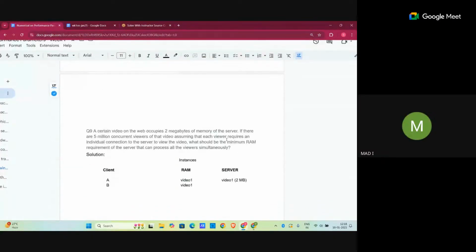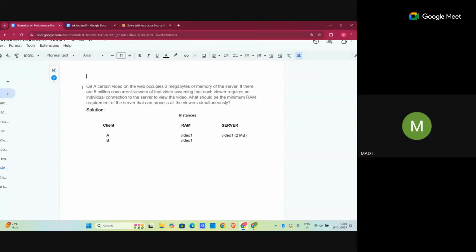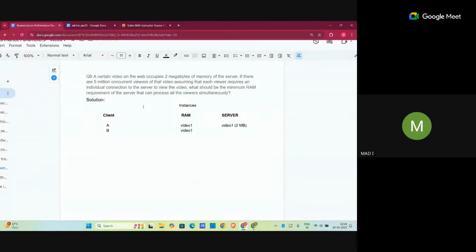I hope this is clear. Now we have one more problem on concurrent viewing. A certain video on the web occupies 2 megabytes of memory of the server. If there are 5 million concurrent viewers of that video, assuming that each viewer requires an individual connection to the server to view the video, what should be the minimum RAM requirement of the server that can process all the viewers simultaneously? Now we will first see the concept.